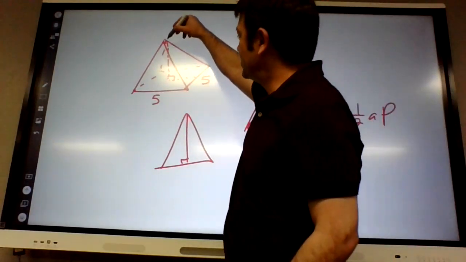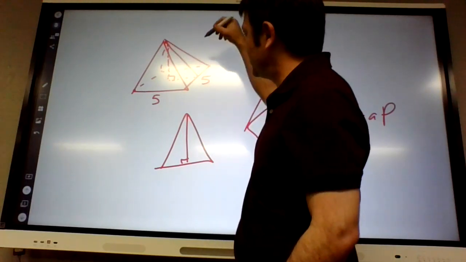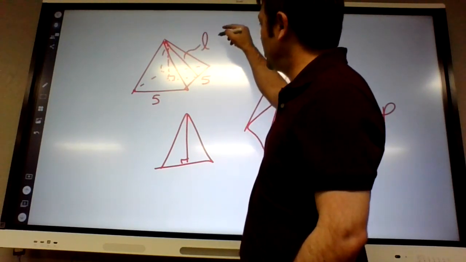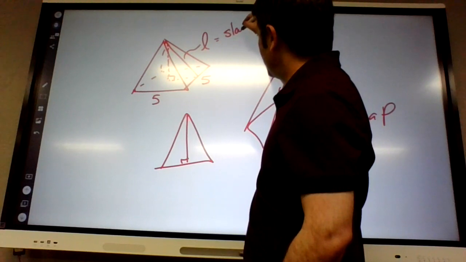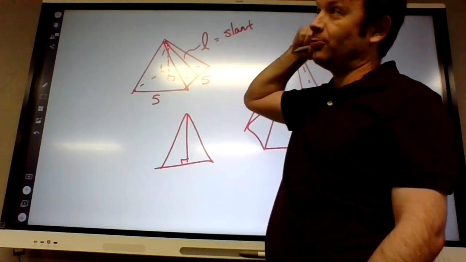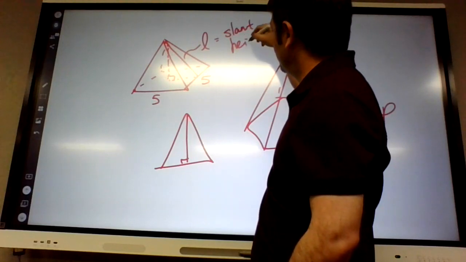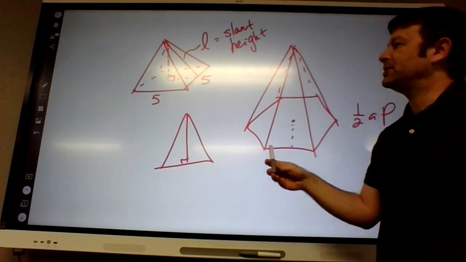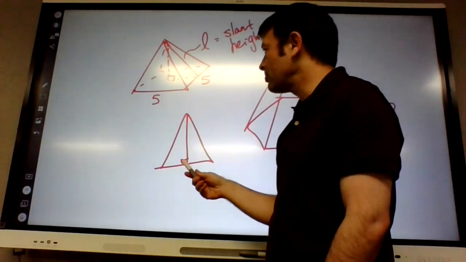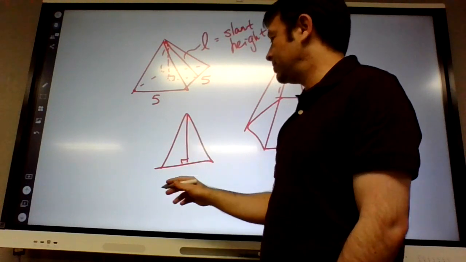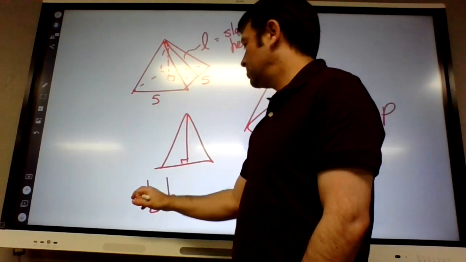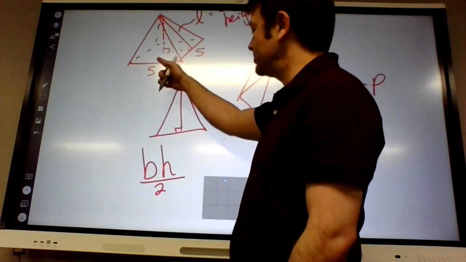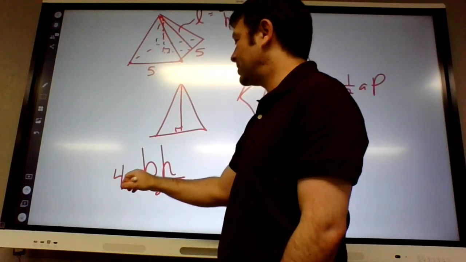So this line that comes out like this, the height of the triangle, we call it the slant height. And don't ask me why, but they use an L. That's a cursive L, so it doesn't look like a 1. Okay, so the slant height tells us the height of the triangle. So if you do base times height divided by 2, but there's 4 triangles going around, so it'd be like that times 4.